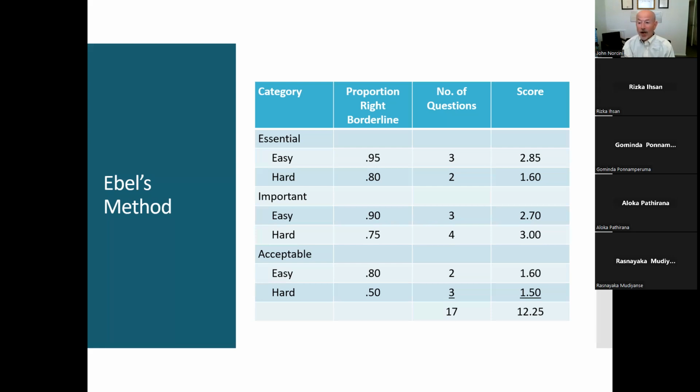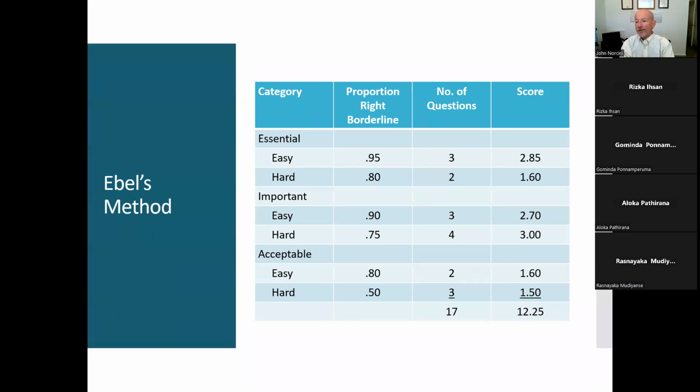Nobody has any questions? Aloka here. Now, in this method, John, the judges have to categorize the questions into easy, hard, under these 3 categories. So there will also be a difference of opinion about each item being essential, important, easy, or hard, isn't it? So that has to be decided earlier. Yes, they have to reach consensus on that. Okay. So that they don't get to change their opinion. So this is a consensus statement at first. Thank you.